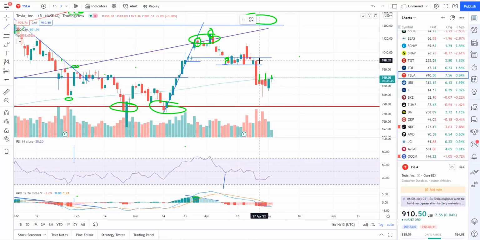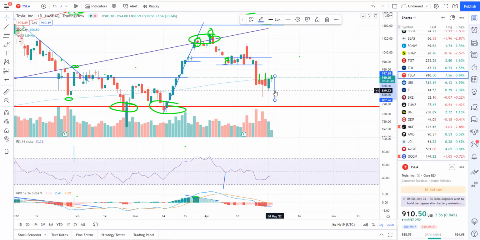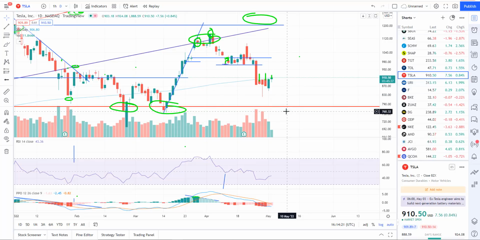As of right now, we've got kind of a short-term bear flag, which probably sets us up for a move down to about 781.50 on the breakdown. Likely not going to do anything until the Fed.